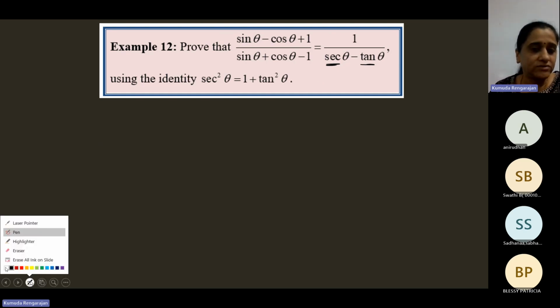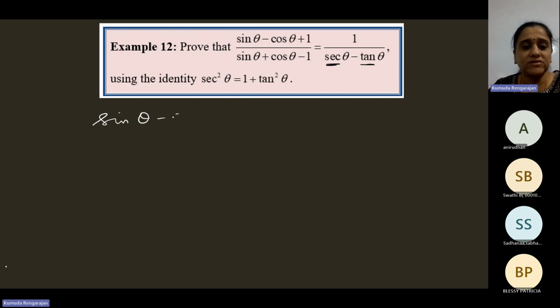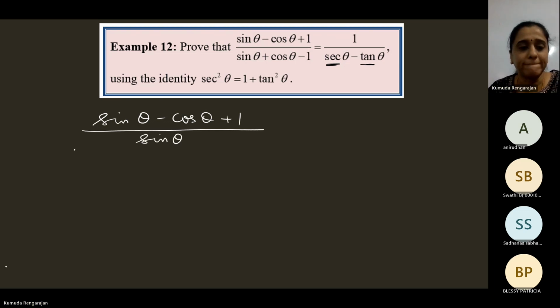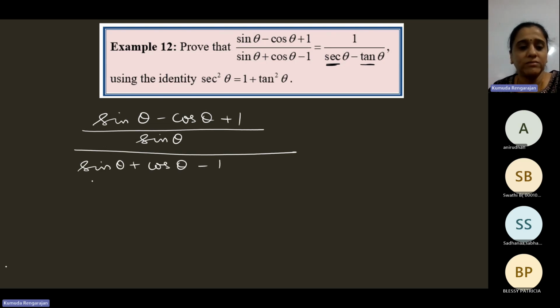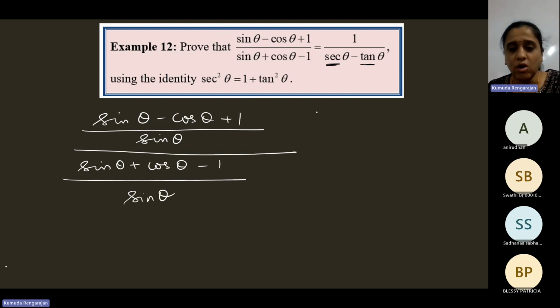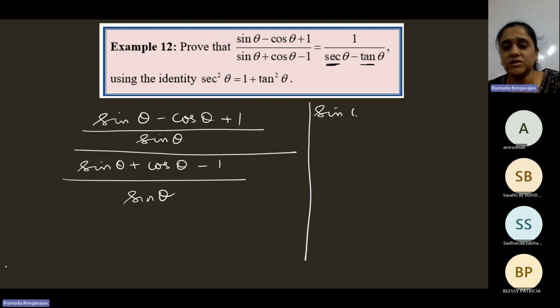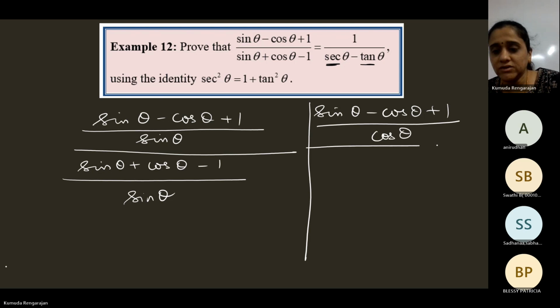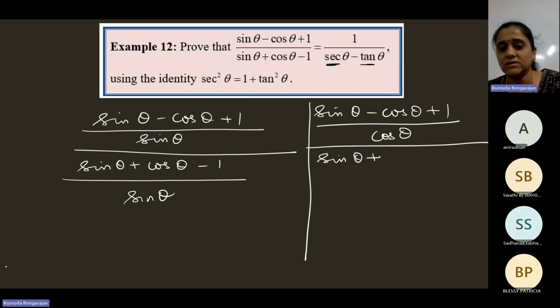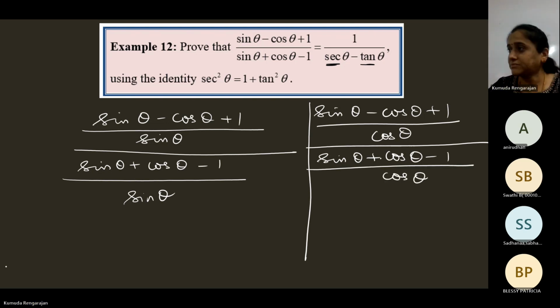So let's just divide roughly and see. Sine theta minus cos theta plus 1 divided by sine theta, this is the numerator; the denominator is sine theta plus cos theta minus 1, divided by sine theta. You have to do this, or divide the numerator and denominator by cos theta. Either divide the numerator and denominator by sine theta or by cos theta. Now let's divide and check.